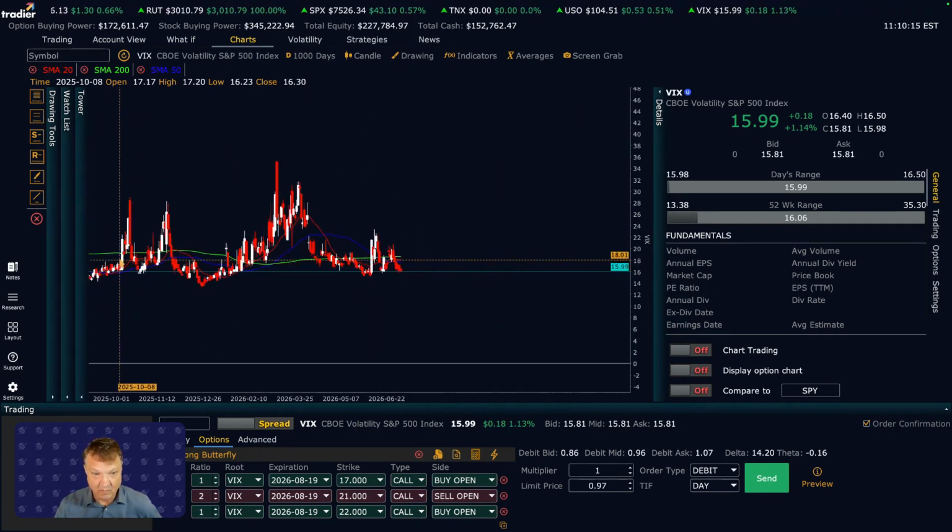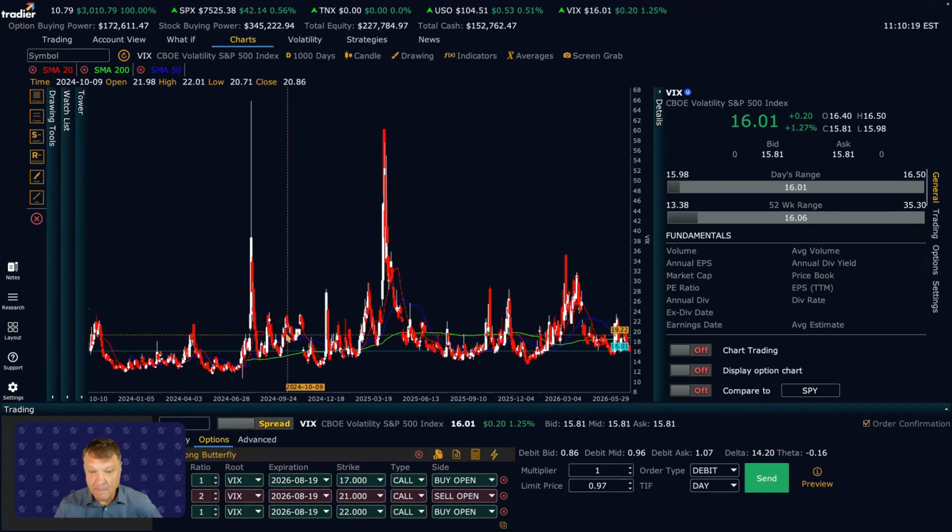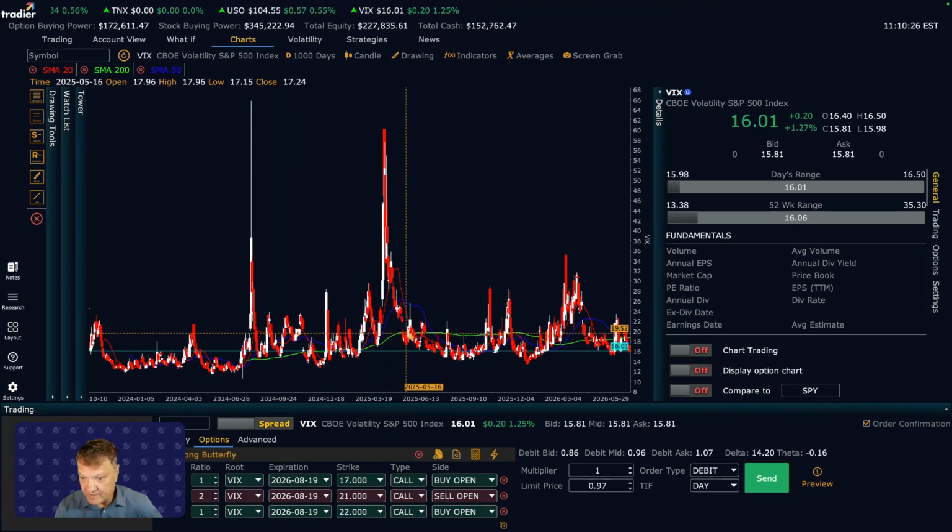And if we scroll all the way out even further and further, let's re-zoom in. As we scroll out further and further, there are many times where it's been at 20 or higher, and where it's even hung out in the 20 range.